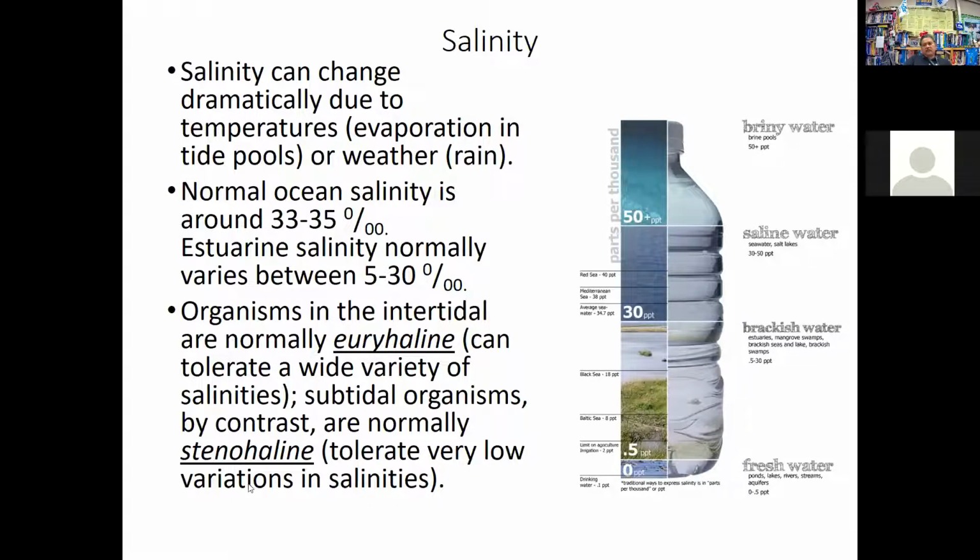Also, that's why you don't find these organisms as frequently in estuary regions, because in estuaries, that's where the fresh water and the salt water mix, and then you have various salinity values. So instead of 35, it might be 30, it might be 20, depending on where you are.